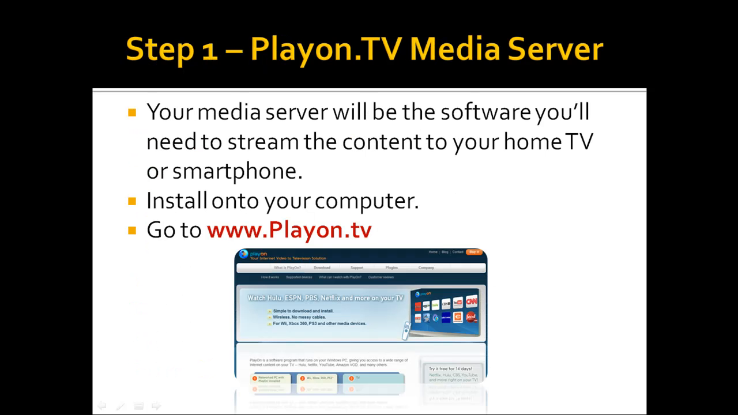Okay, moving on. Step one, PlayOn.tv's media server. Your media server will be the software you'll need to stream the content to your home TV or smartphone. Yes, smartphone, this does work, you just need the app from the App Store. You install it and it's really easy. And install onto your home PC.